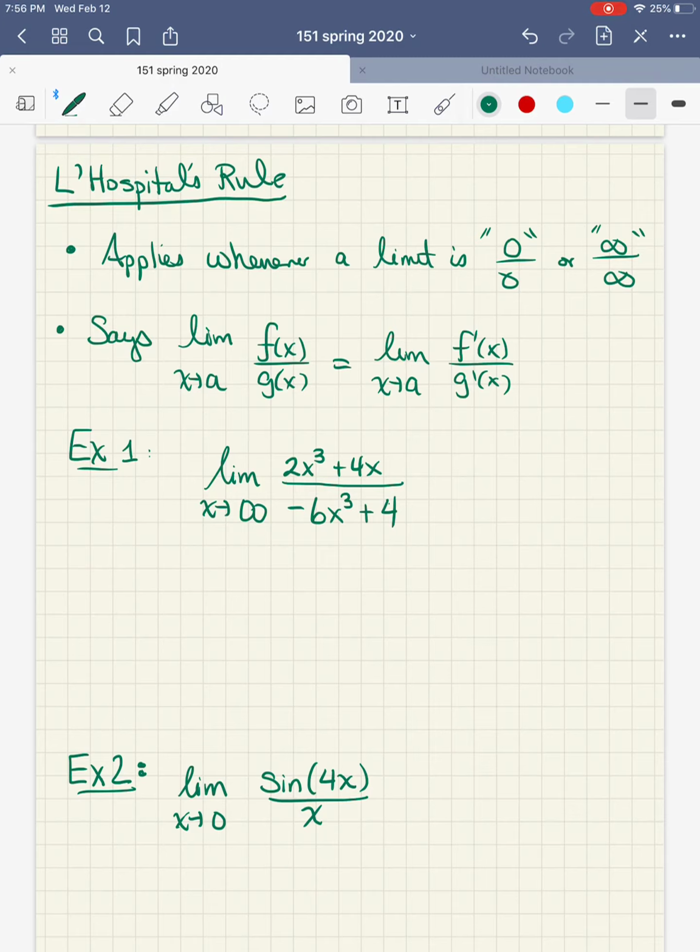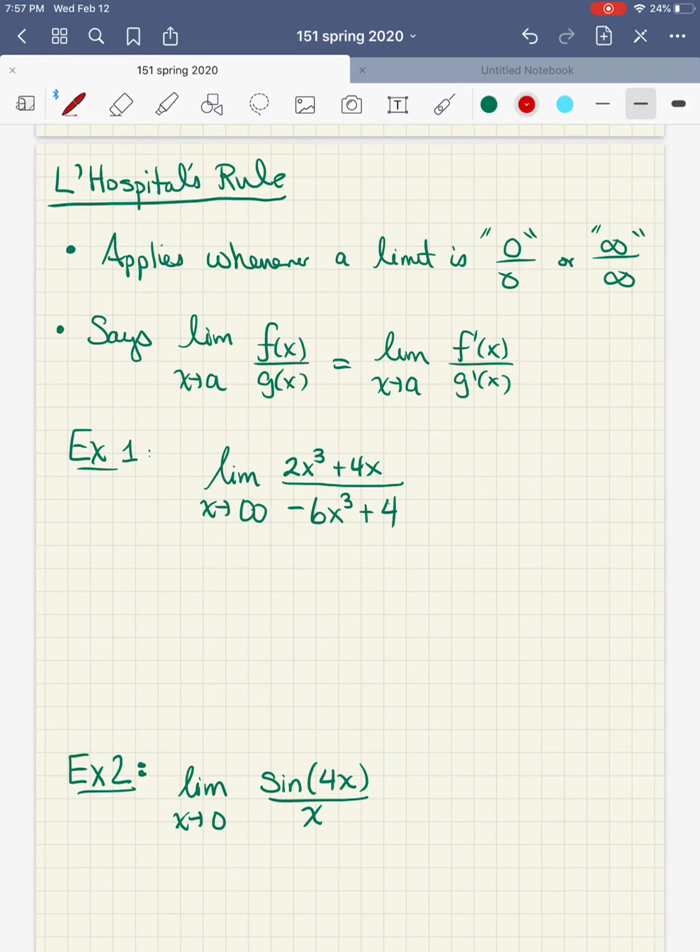But basically it applies whenever a limit is going to be of the form 0 over 0 or infinity over infinity. And what it says is that if you're taking a limit and you have a fraction f of x over g of x, then that limit's going to be the same as if you're doing a fraction with the derivatives. Right? So you take the derivative of the top, you divide by the derivative of the bottom.